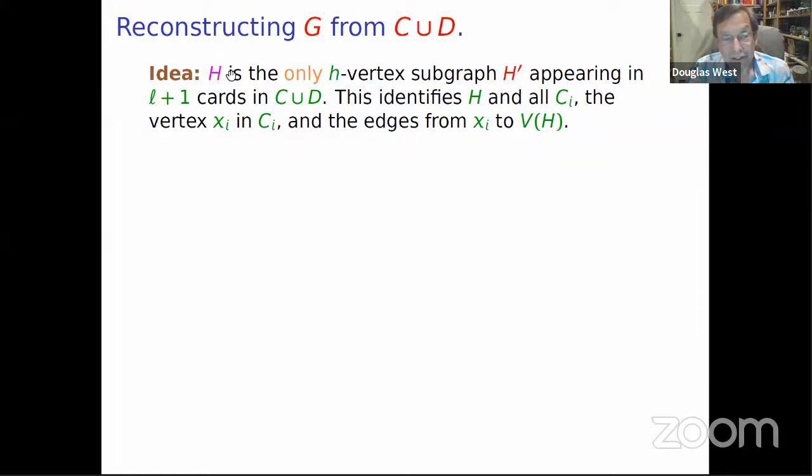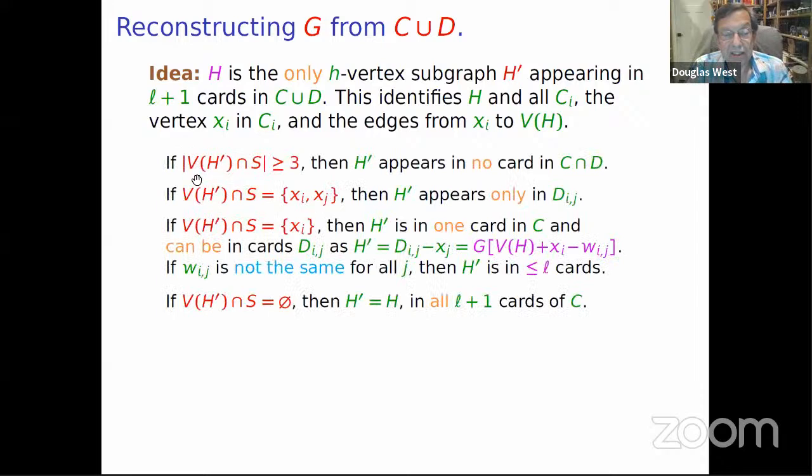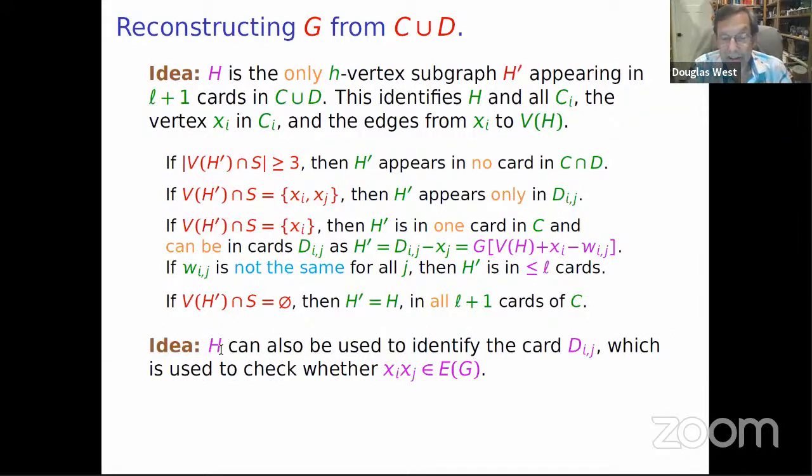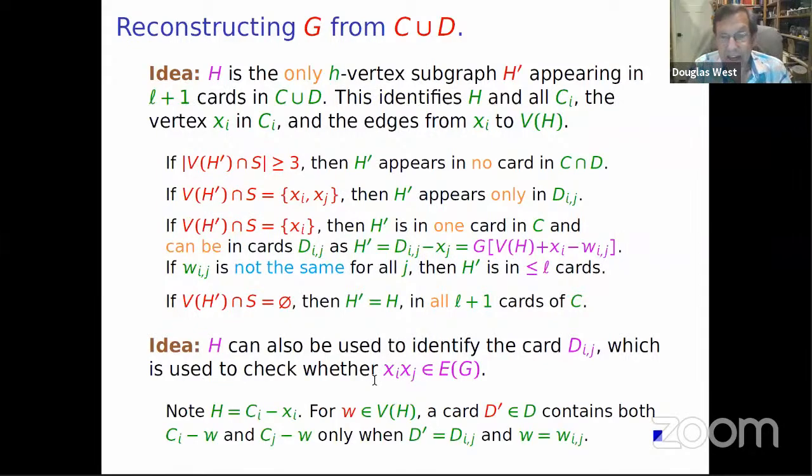Proving this claim that H is the only such graph is actually pretty easy. There's a small set of cases, depending on how many vertices you use from the special set, to show that any other h vertex subgraph will appear in fewer cards. So I won't worry about the details of that. Then once we have H, we can use it to identify which card is D sub ij, and we'll know which vertices are x i and x j in that card, and we can check whether they're adjacent. So that's basically how you prove that.